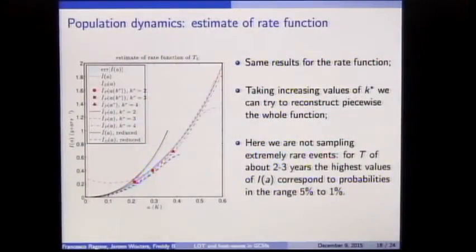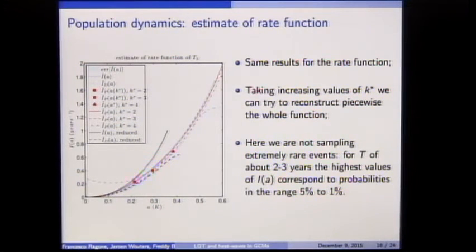Also consider that here, I'm not yet computing the very, very rare events, because the largest values of rate function that I'm estimating correspond, for a t of 2 years, to a range between 5 and 1%. So I'm in the tail of the distribution, but I'm not really in the far tail. But I have to start slowly because the system is complicated, and I have to check that things work.